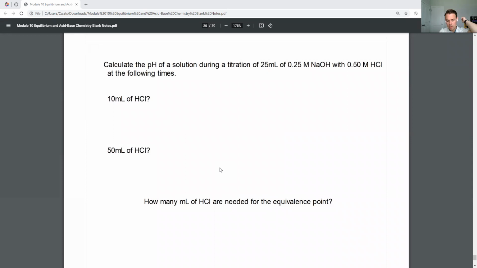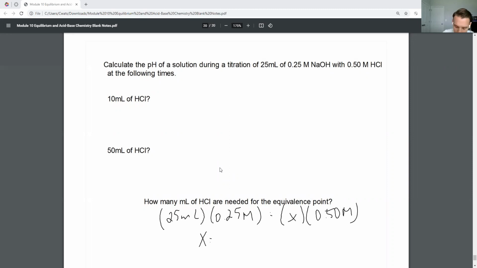So let's do some questions where we calculate the pH of a solution during a titration of 25 milliliters of a 0.25 molar sodium hydroxide with 0.5 molar hydrochloric acid. Let's do the last question first. How many milliliters of hydrochloric acid are needed at the equivalence point? Okay, so we're going to do 25 milliliters of the 0.25 molar sodium hydroxide is equal to how many milliliters of the 0.50 molar? X will be equal to 12.5 milliliters at the equivalence point.